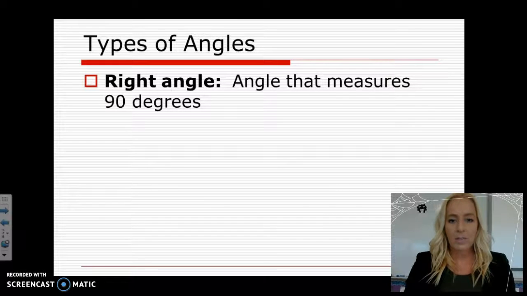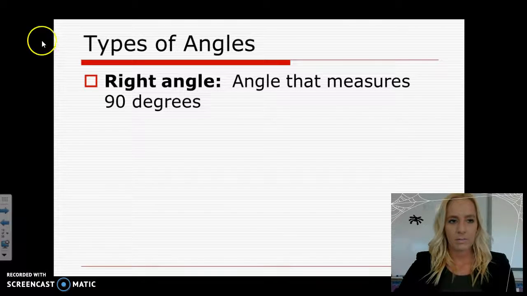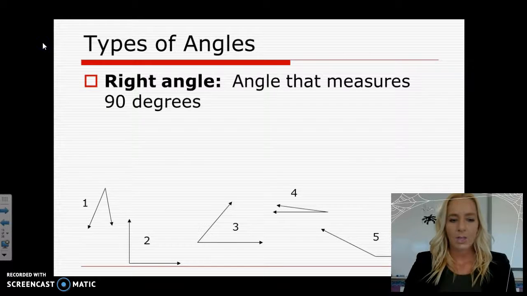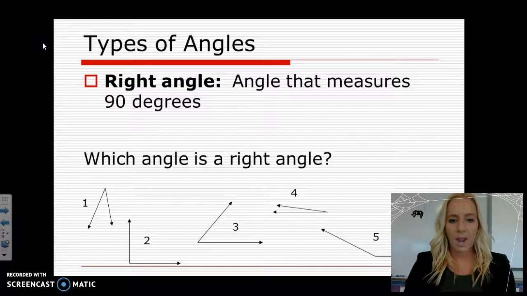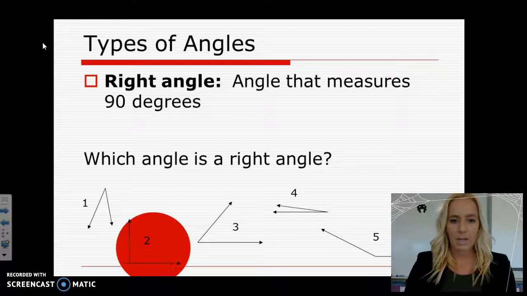A right angle is an angle that measures exactly 90 degrees. So out of these examples, which angle is exactly 90 degrees, or is a right angle? And if you guessed number 2, then you are correct. Number 2 is exactly 90 degrees.